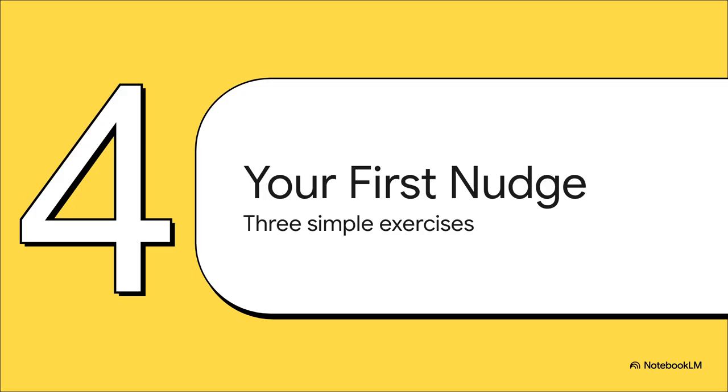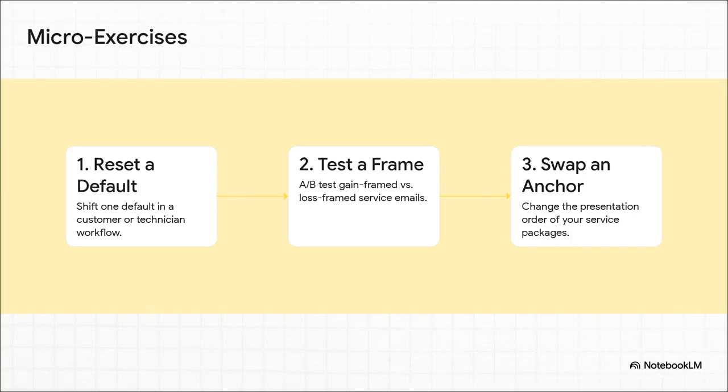Now, the best part about all of this is you don't need a massive project to get started. You can begin seeing the effects right away. So let's walk through 3 simple little micro exercises you could literally try tomorrow. Okay, first, find just one default in any workflow and change it. Maybe it's a checkbox that's pre-ticked or an option that appears first. Just change it and measure what happens.